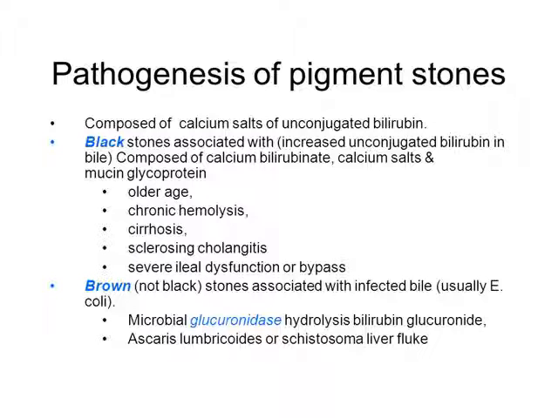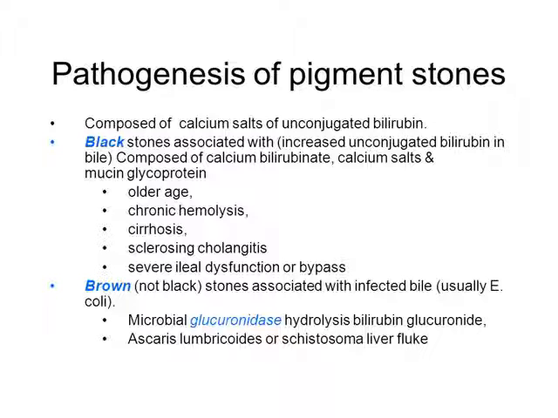The pathogenesis of pigment stones. These are composed of calcium salts of unconjugated bilirubin. It may be of two types, black stone and brown stone. Black stones associated with increased unconjugated bilirubin in the bile, composed of calcium bilirubinate, calcium salts and mucin glycoprotein. The risk factors are older age, chronic hemolysis, cirrhosis, sclerosing cholangitis, severe ileal dysfunction or bypass.